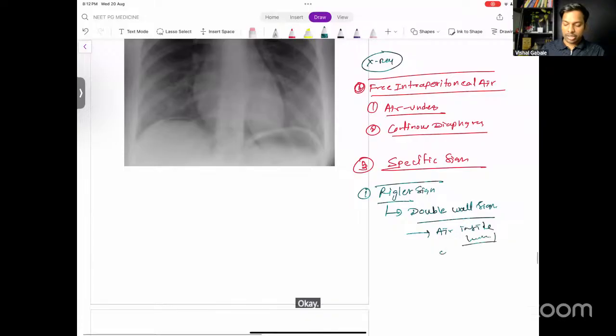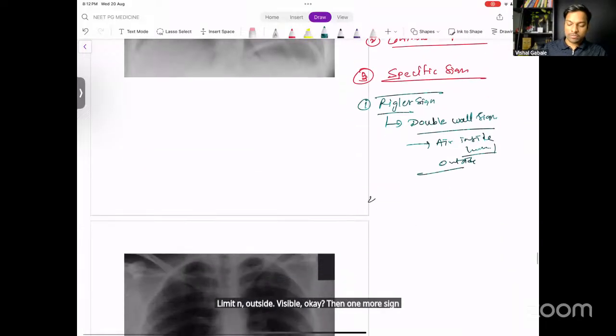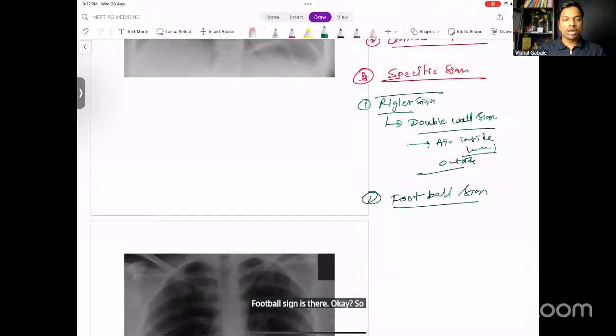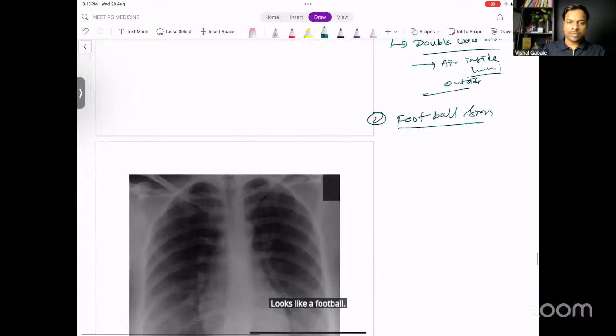Lumen and outside visible. Okay. Then one more sign is there. It's called the football sign, or cupola. The football sign is there. Here also a large oval lucency is there outside, filling the whole abdomen. It looks like a football.